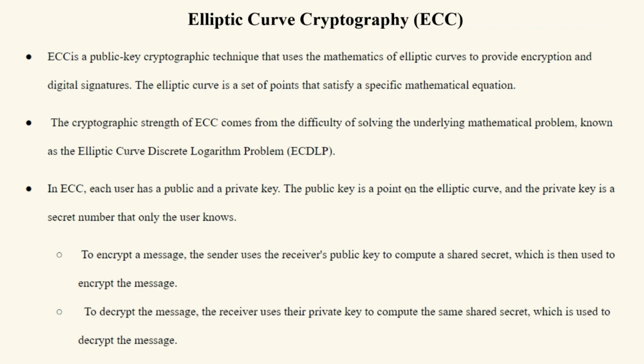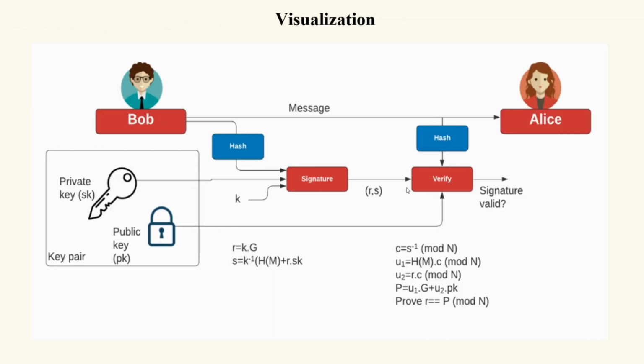The public key is a point on the elliptic curve, and the private key is a secret number that only the user knows. To encrypt a message, the sender uses the receiver's public key to compute a shared secret. To decrypt the message, the receiver uses their private key to compute the same shared secret.